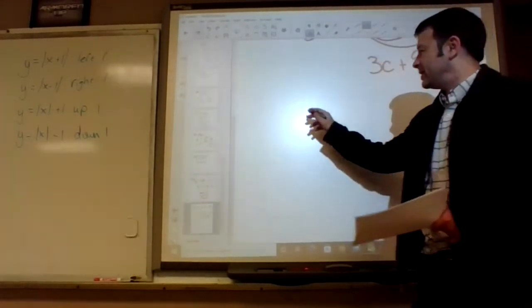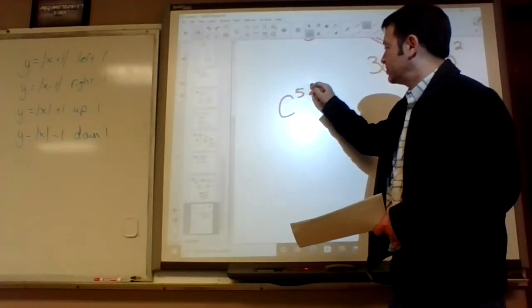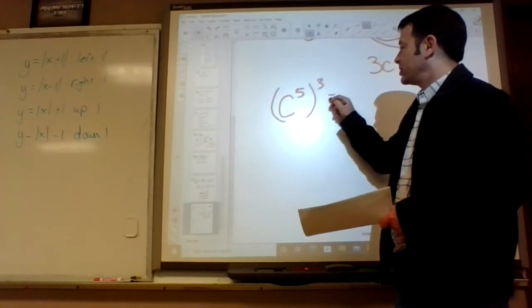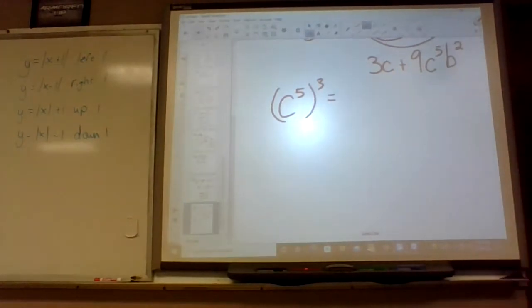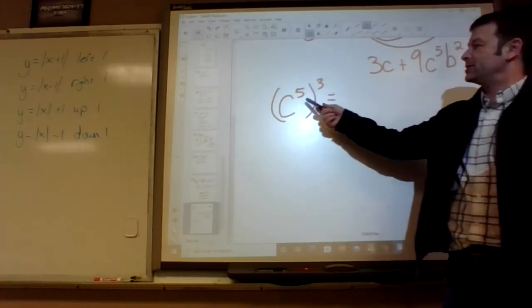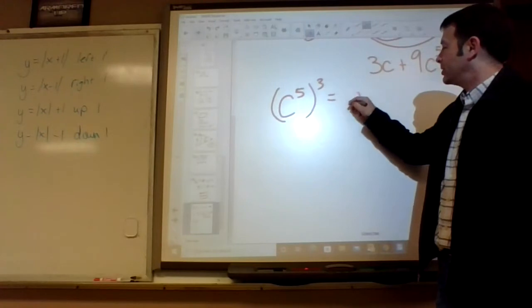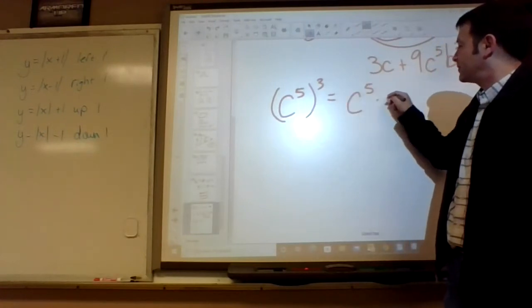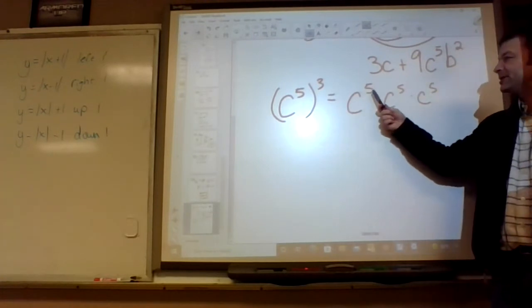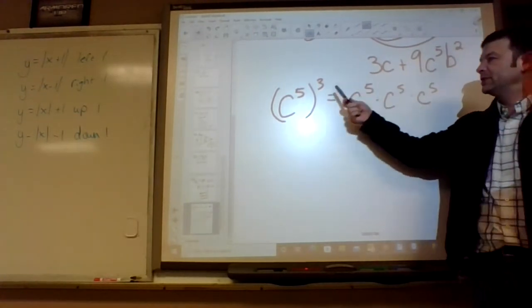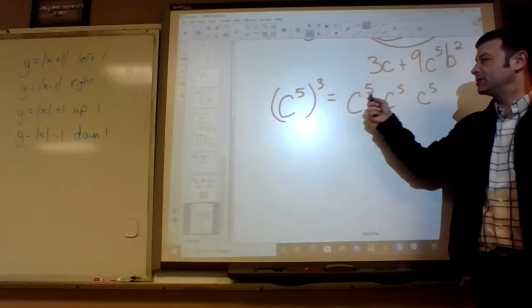Okay, this didn't happen on this problem, but you guys remember what to do in this situation? Yeah, you multiply 5 times 3. So when you have a power to another power like this, it is a multiply situation. What it literally means is c to the 5th times c to the 5th times c to the 5th. So basically it's 5 plus 5 plus 5, which is the same thing as 5 times 3.